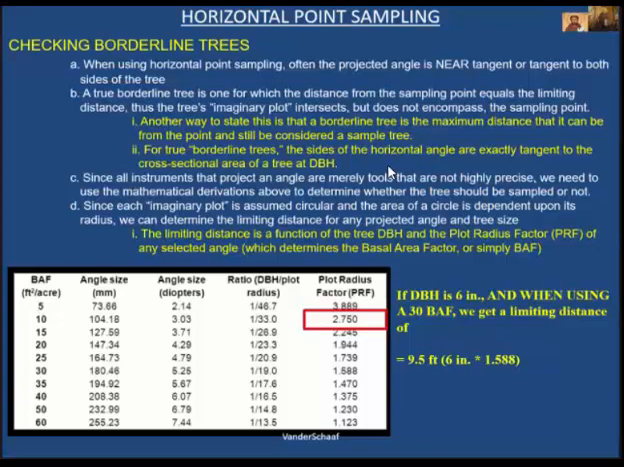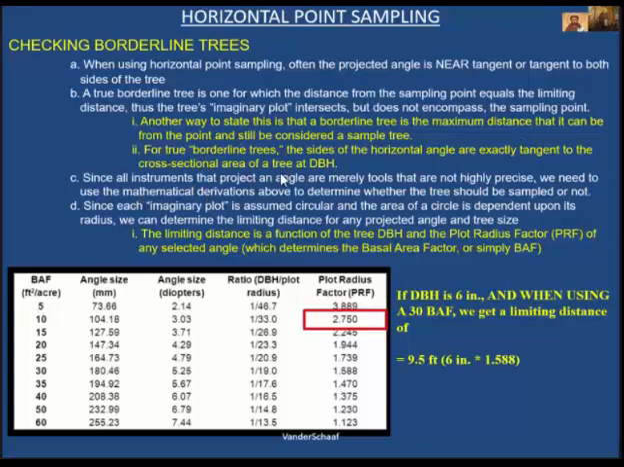That's obviously very rare, and in the real world, we don't know if it's an exact borderline tree. We don't have the precision in our equipment. But it looks borderline enough within the tools that we're using that we need to check it with the tape to the best of our ability. So another way to state this is that a borderline tree is the maximum distance that it can be from the point and still be considered a sample tree. For true borderline trees, the sides of the horizontal angle are exactly tangent to the cross-sectional area of a tree at DBH.